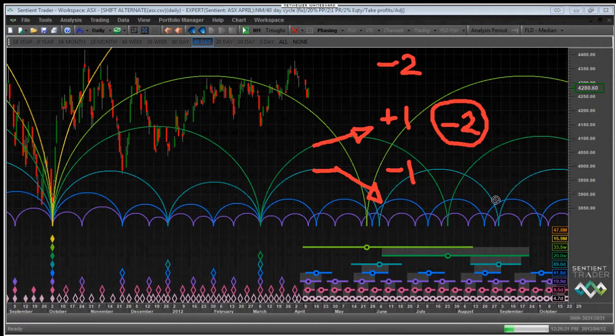Why are we doing this? Well, what I'm working out is, for the cycle that I'm trading, which is the 40-day cycle, what are the longer cycles doing to influence the market?